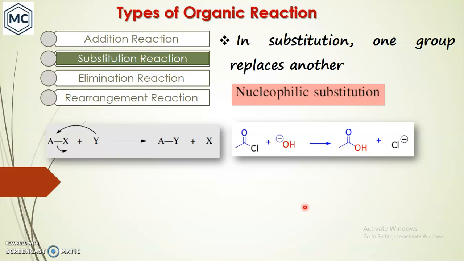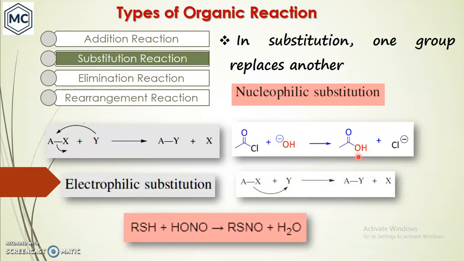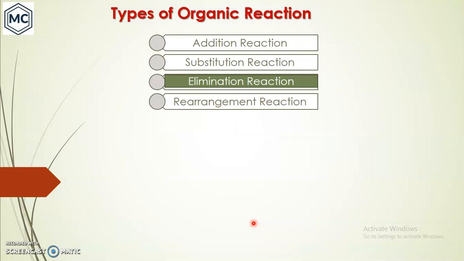For example, nucleophilic substitution. Here, the nucleophile substitutes. You can see this is the substrate and this is reagent. This is nucleophile and this substitutes like this. Example: this nucleophile replaces the chlorine and forms acid. And second one is electrophilic substitution. This is substrate and this is electrophile. For example, this NO plus can act as an electrophile and RSH is this part and you get this product. Okay.